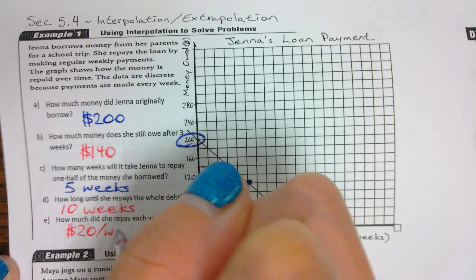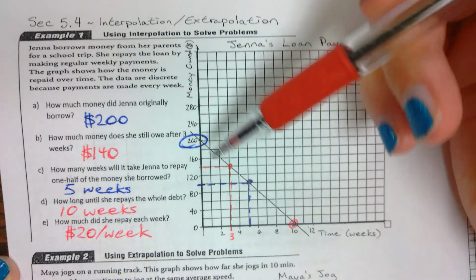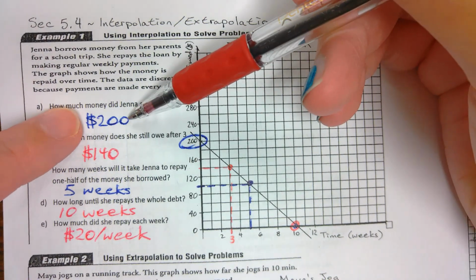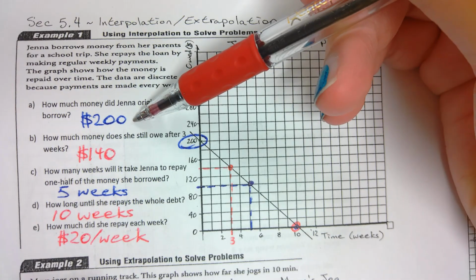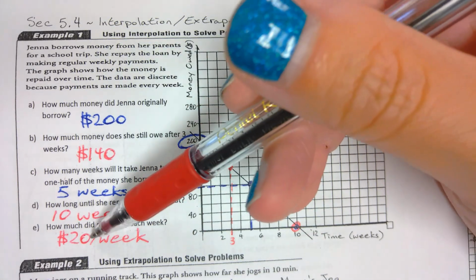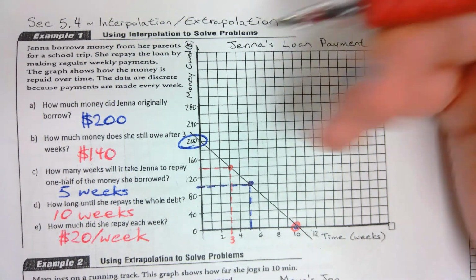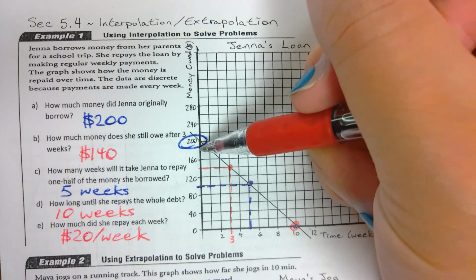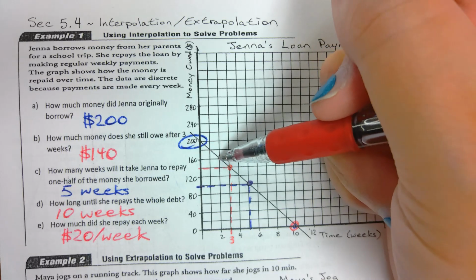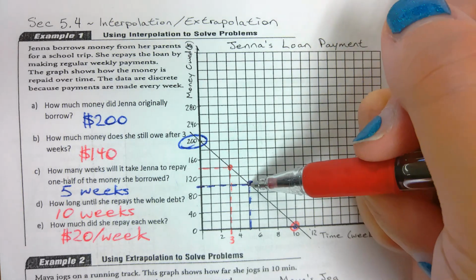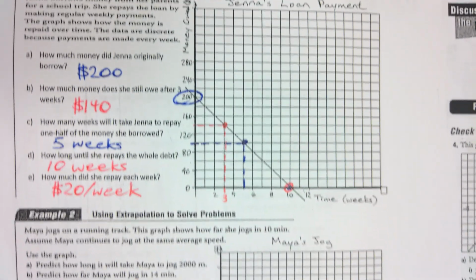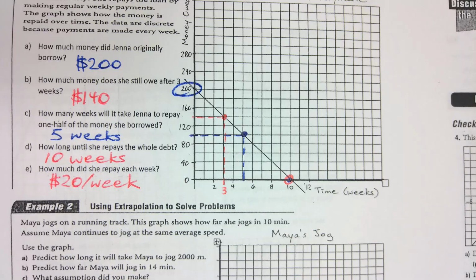20 per week. Okay. Two different ways on how you can calculate that. One, you borrow 200 and then it took 10 weeks to pay it all off. So 200 divided by 10, that means it's $20 per week. The other thing you could have done is looking at this. Every box is 1 week. So how much are you going down by every time? You're going down by $20 every time. Okay. Good.